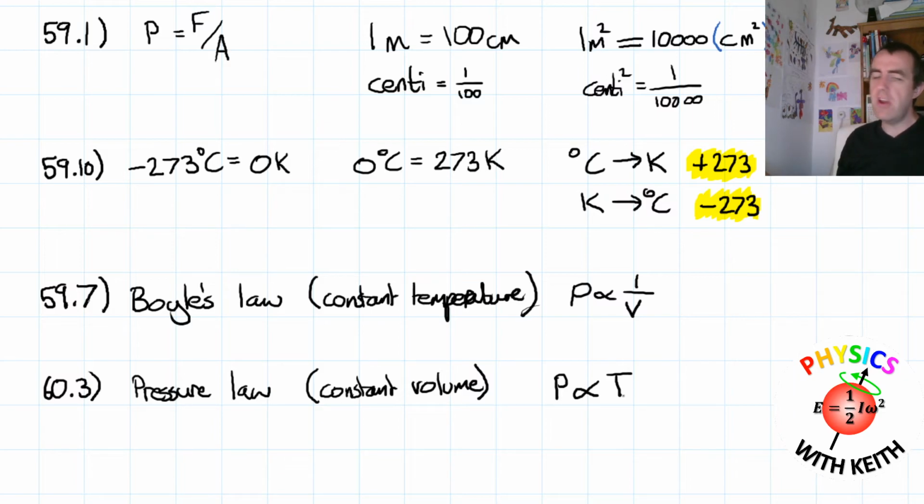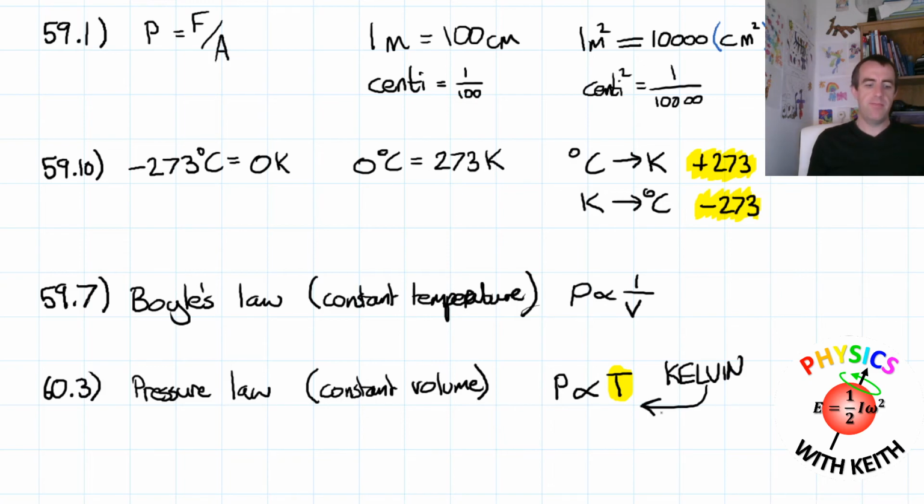60.3 uses the pressure law, also called Gay-Lussac's law, although there is some sort of controversy about whether it was Gay-Lussac that came up with it or not. So the pressure law is where we assume a volume is constant and pressure is directly proportional to temperature. But be careful. The temperature in this question must be in Kelvin, or it will not work. If you do not use Kelvin temperature, you will get the wrong answer.